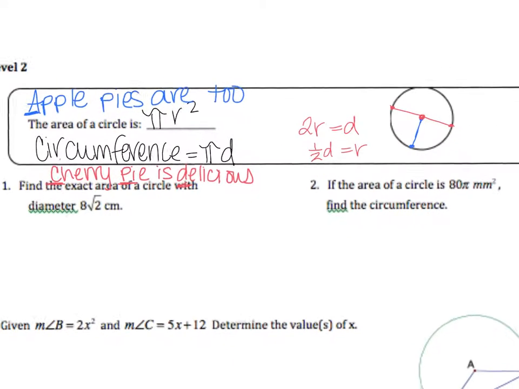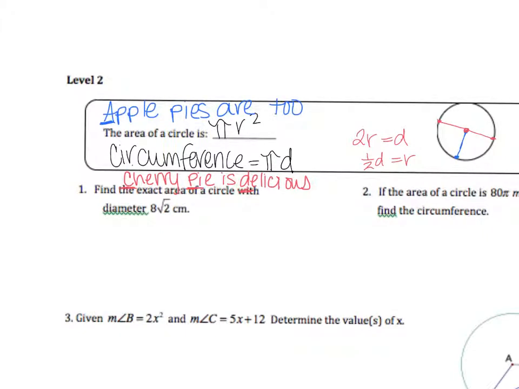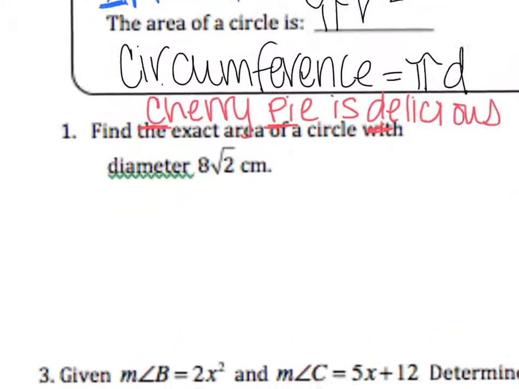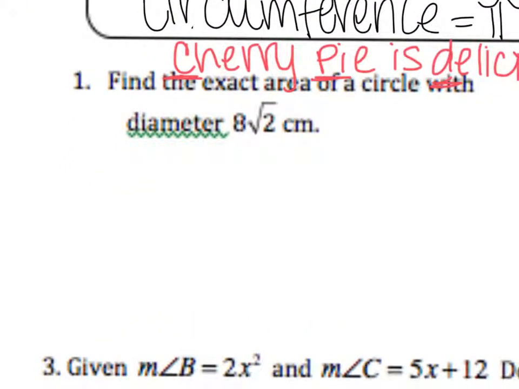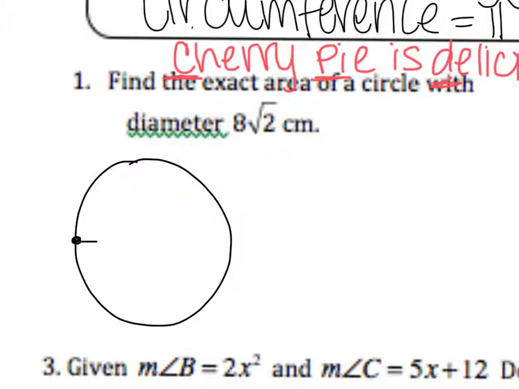Okay, now that we've got that taken care of, let's take a look at example number 1. It says find the exact area of a circle with a diameter of 8 root 2. So I will always draw a picture just because that's who I am. If that's not you, don't do it. But if you are struggling, I offer that suggestion to you. So I have 8 root 2 centimeters, that's my diameter, and I need to find the area.